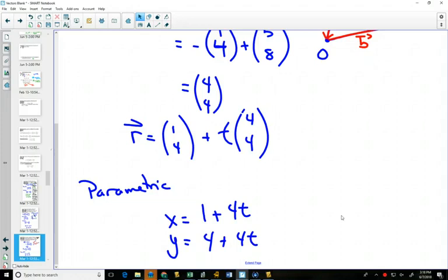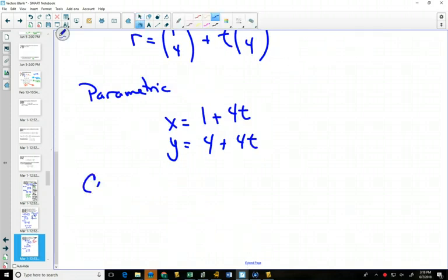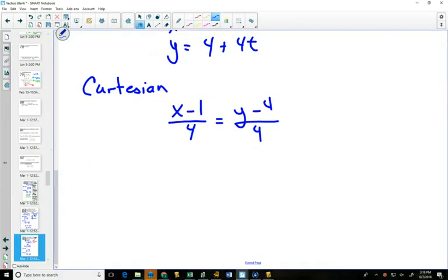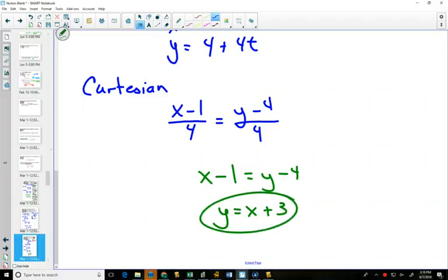And then our Cartesian form. In our Cartesian form, you're going to see where those 4's can disappear. So you would have (x minus 1) divided by 4 equals (y minus 4) divided by 4. What would happen if I multiplied both sides by 4? They're gone, those 4's. y equals x plus 3 is your equation in y equals mx plus b form. For the Cartesian, you don't need to simplify that. You can leave it as the one fraction equal to the other fraction.